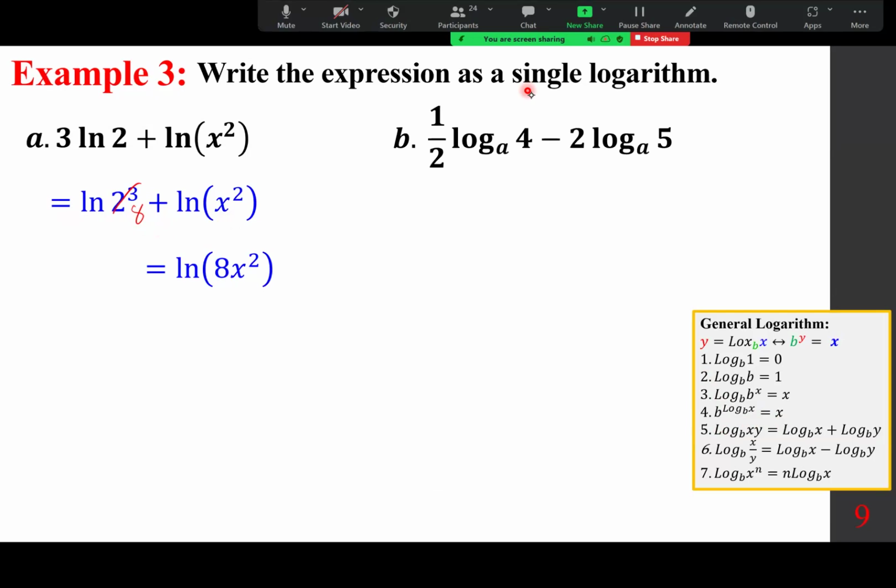What about this one? First, we use the power rule, number 7. One half becomes the exponent for 4. 2 becomes the exponent for 5. That is the reverse process of number 7, going this way, everybody. And we know this is 2. We know this is 25. So log base A of 2 minus log base A of 25. We are going to use number 6, the quotient rule, and we're going to go from right to left. So log base A of 2 over 25. That's the final answer.